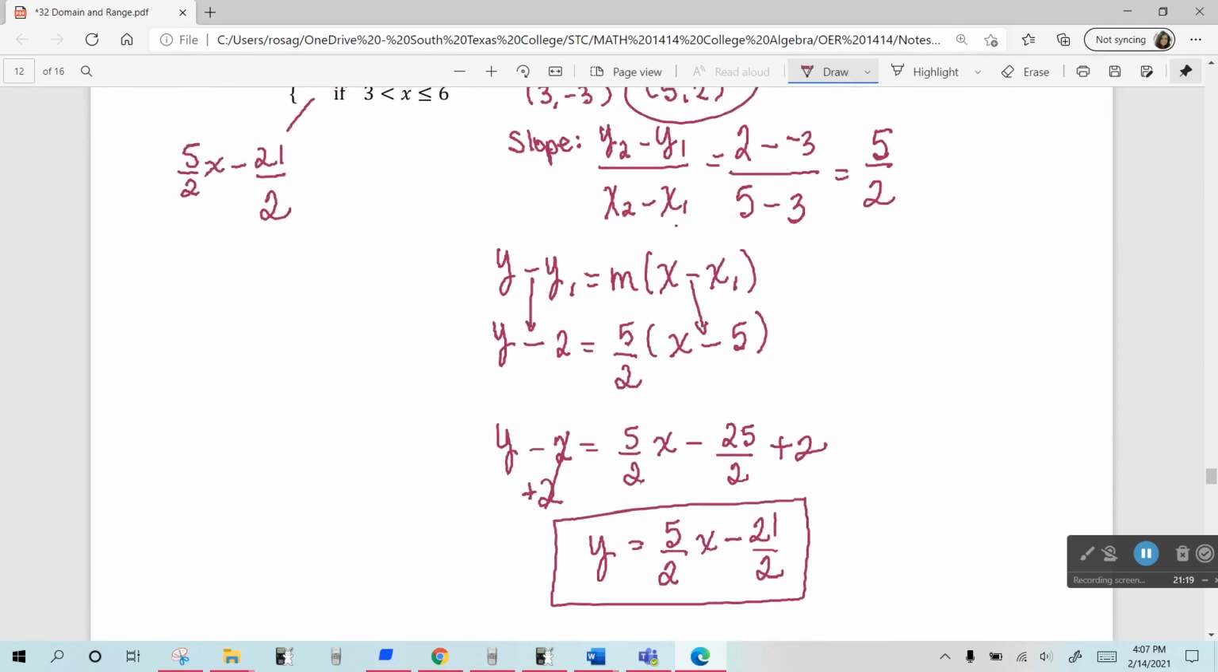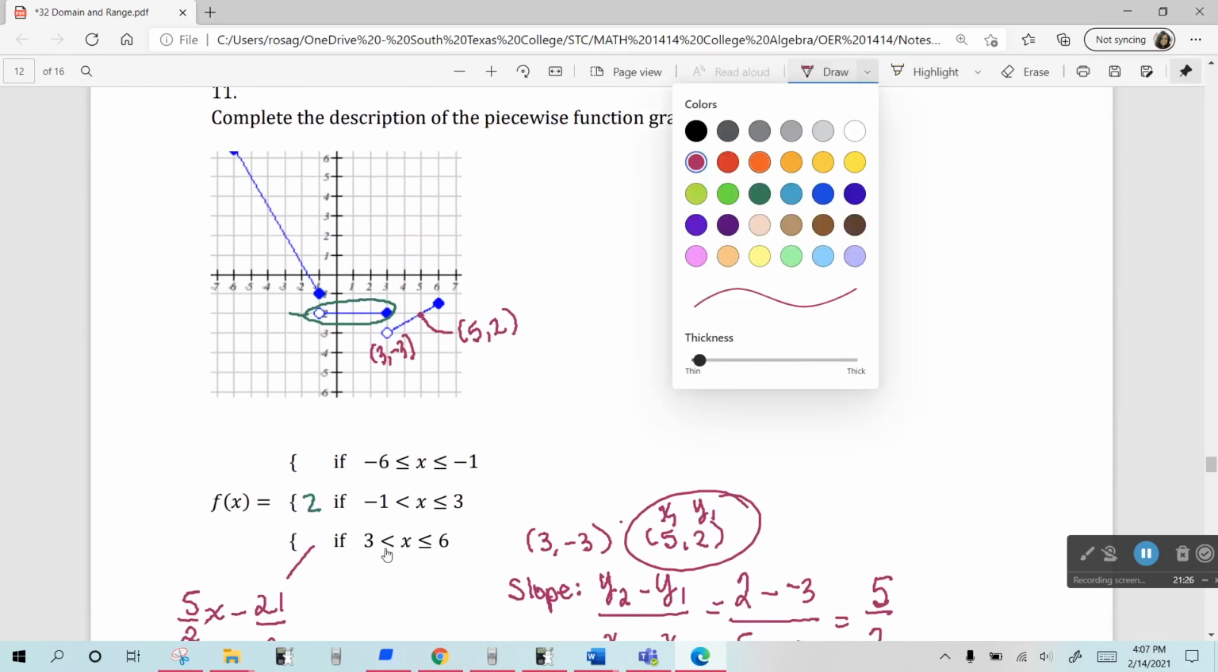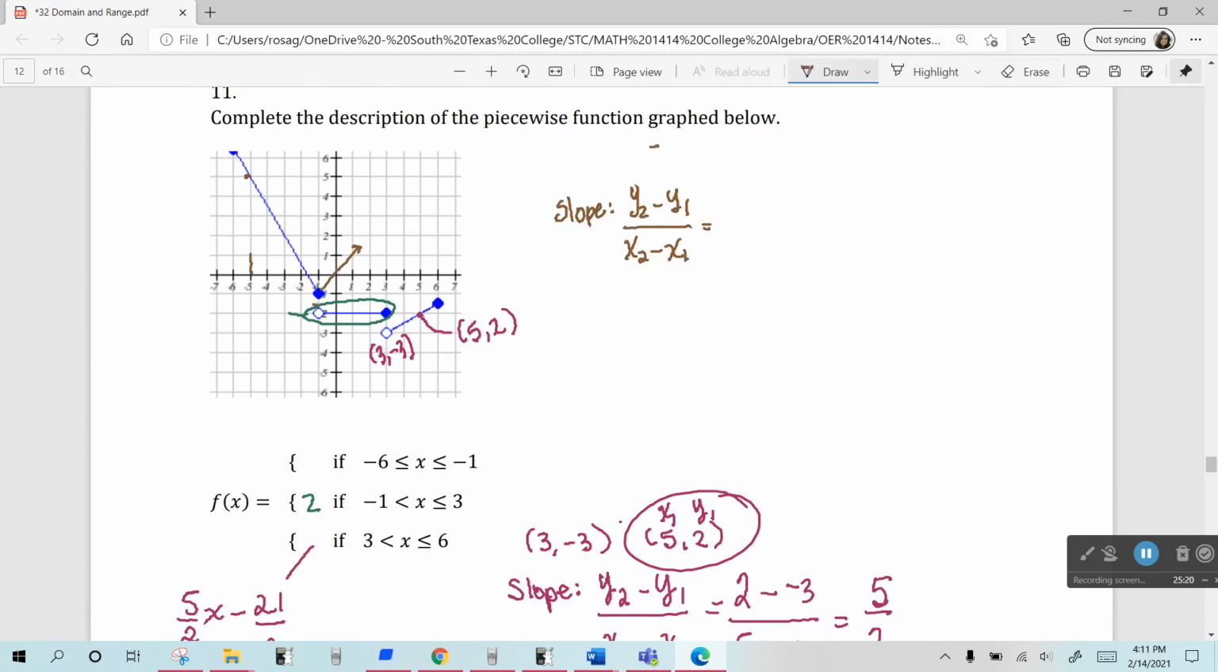For the first one, I'm going to type it over here. The points I'm going to select are this one here, which is (-1, -1), and then this one, which is (-5, 5). Those are going to be our points, and then we find the slope.